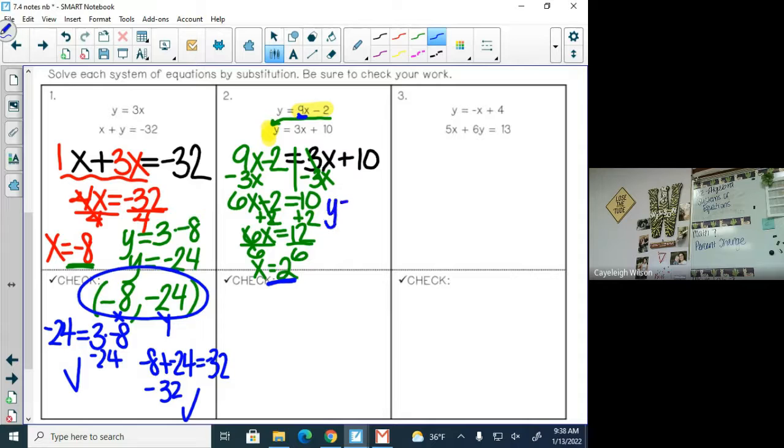So y equals 9 times x. So what did we say x was? 2, minus 2. So that's going to be 18 minus 2, which is 16. So the answer is 2, comma, 16.